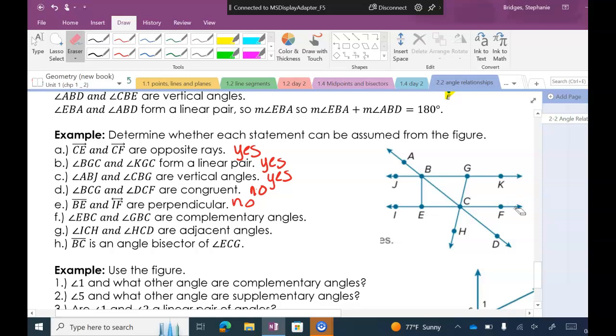All right, next. EBC is this angle here, and GBC is this angle here. Can I assume that they are complementary? Do we know anything about them? I don't know any measures. I don't know any perpendicular lines, so that one is also no.